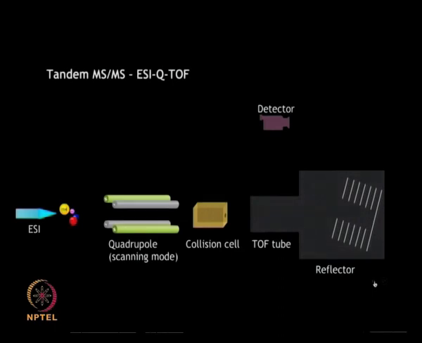ESI QTOF is another common tandem MS configuration that first selects ions in radio frequency mode. Selected peptides are fragmented in collision cells and resulting ions are accelerated and resolved on the basis of their time of flight.